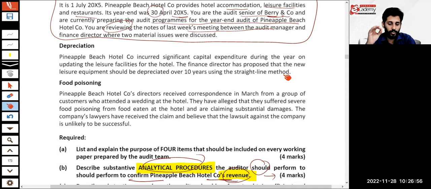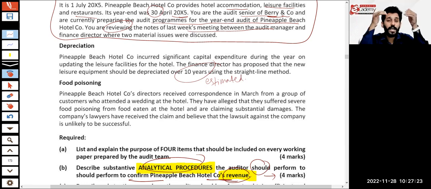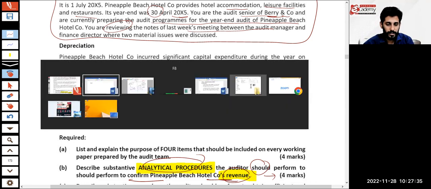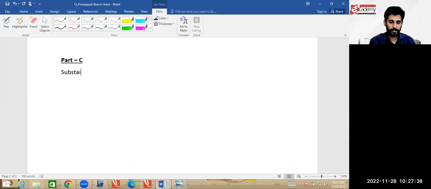First of all, you will have to compare the depreciation rate and method on the leisure equipment to ensure the consistency of the straight line over the past years, right? And you will have to discuss with the management. Remember, whenever something is estimated in nature, like the life, this is not something actual. This is estimated. And whenever there are estimated figures, you must discuss with the management the reasons behind the estimations, right? So we have to write four substantive procedures over this depreciation case.